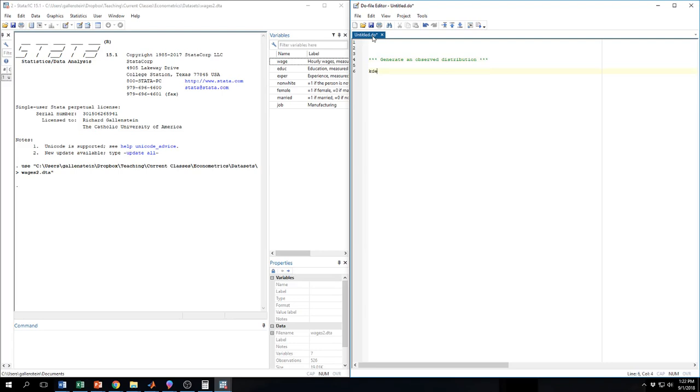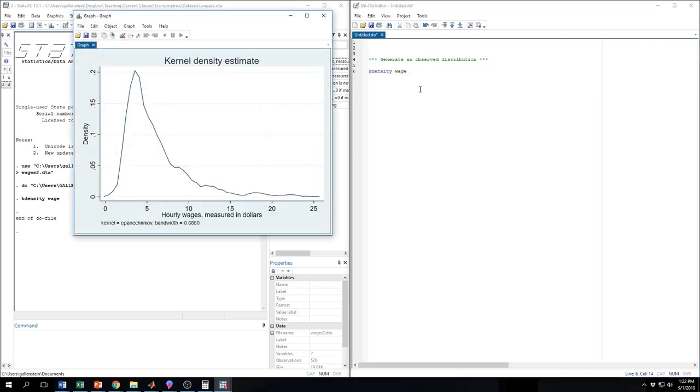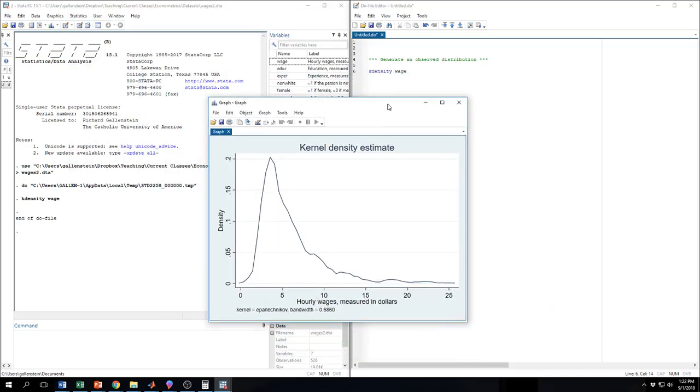Okay, density wage. All right, so we're going to do that first. We're going to generate that observed distribution of the wage variable. There it is. It's not a normal distribution. You can tell it's not normally distributed because there's a lot of values out here and there's very few over here, so it's not symmetric, but it has some similar characteristics. All right, so there's our distribution.